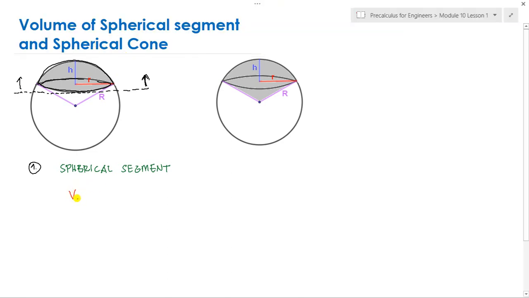For a spherical segment, the volume of a spherical segment, so that is SS, is equal to, again, 1/3, same with the pyramid, that is pi h squared all over 3, then we have 3r minus h.